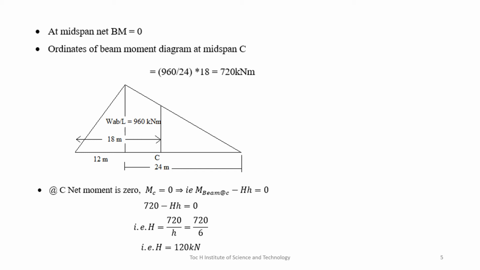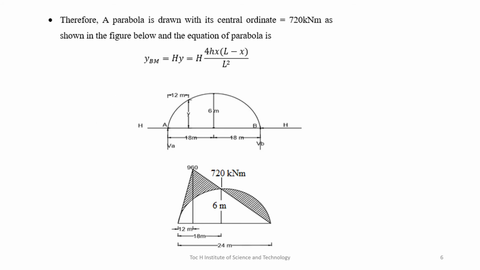Now we have to find the value of the parabola. Therefore a parabola is drawn with its central ordinate. Here the parabola central ordinate is 720 kilonewton meter. The equation of this parabola is hy is equal to 4hx into (L minus x) divided by L square. We already know the value of h and the small h, that is the central rise, which is 6 meter.